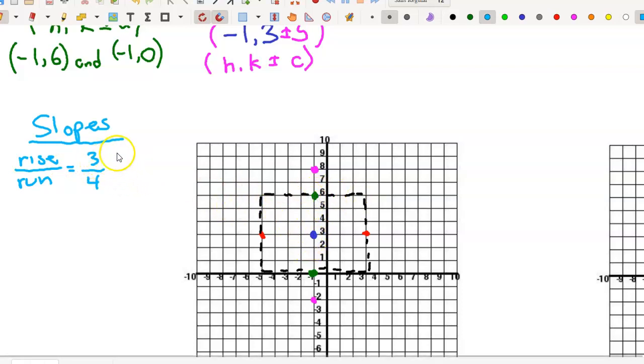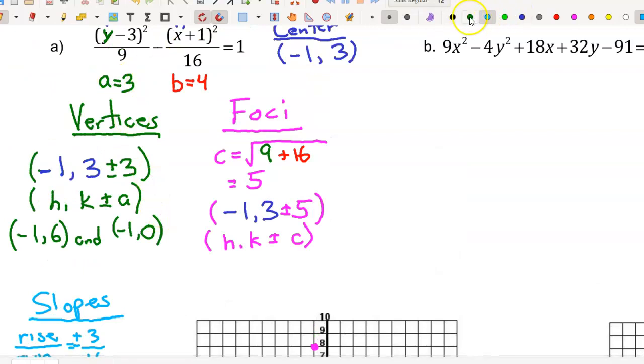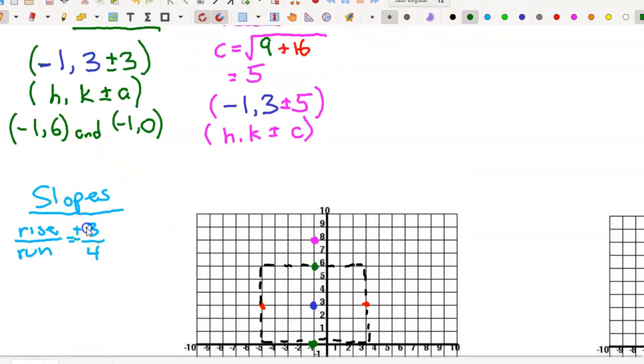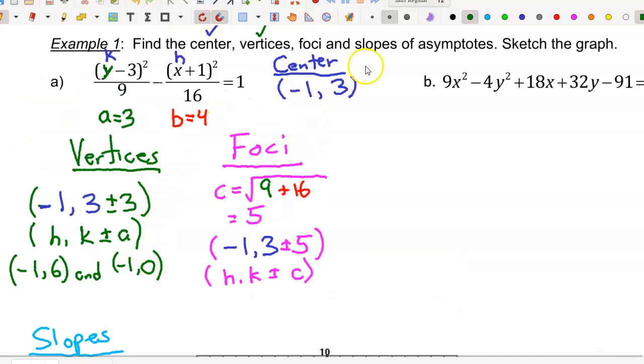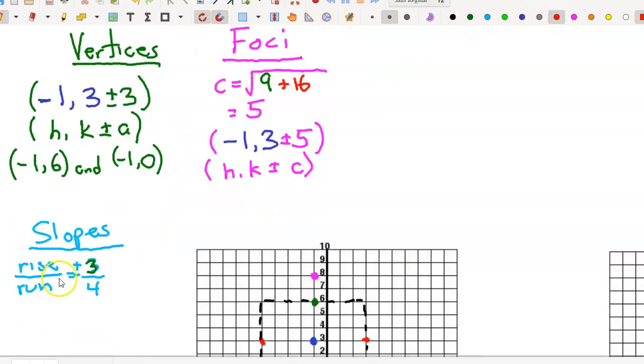That means we have a plus or minus situation because we have 2 asymptotes. One's a positive slope, one's a negative slope. And in general, you can see, well, what's 3 if you go up here? Well, 3 is A, right? And 4 is B. So there's a general way to get this, and that's just A over B.